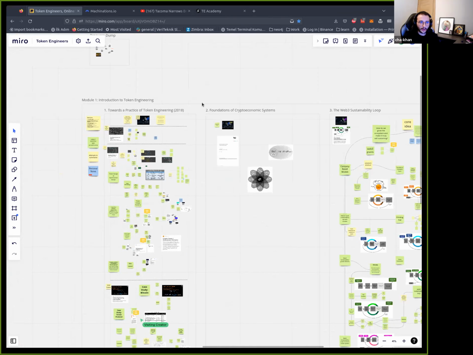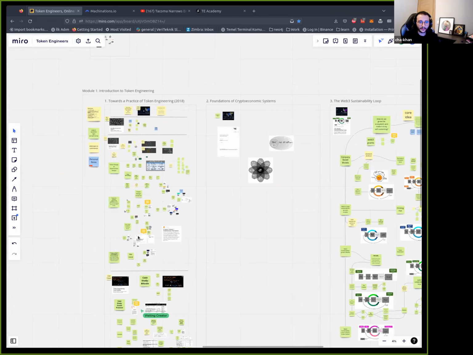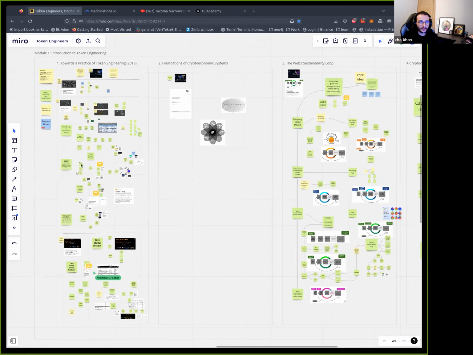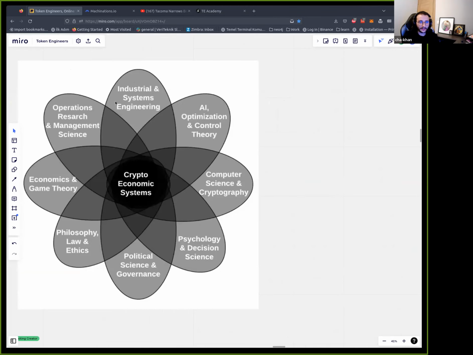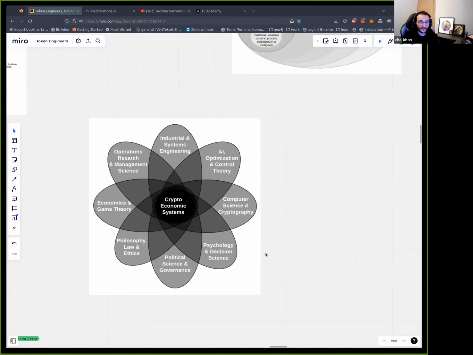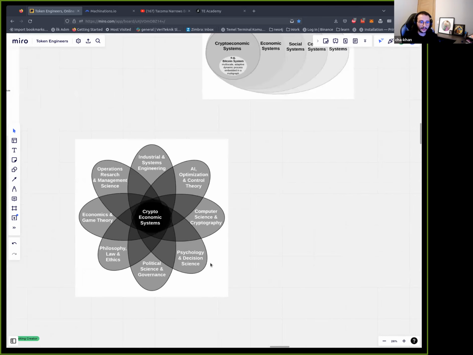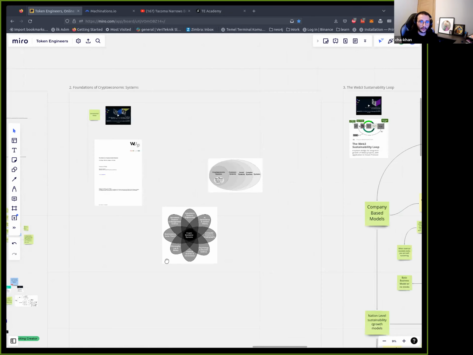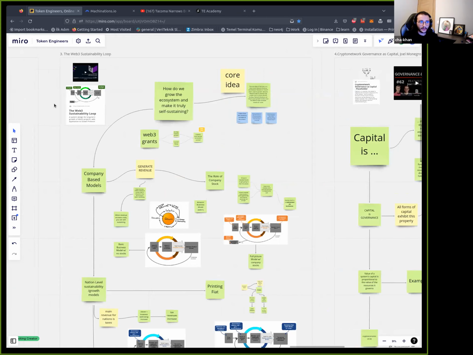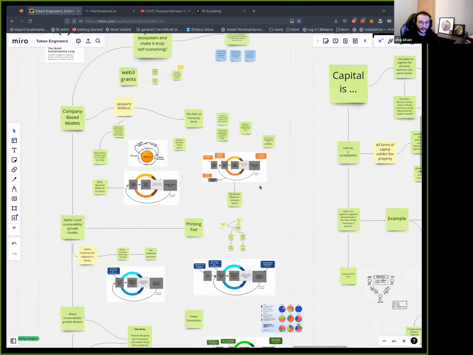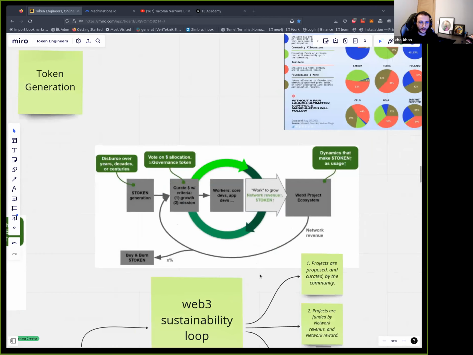So we talked about how these systems can be built. That was the first paper in the first module of the Introduction to Token Engineering. Then there's an academic paper that we went through. At least we took a look at all the different fields. In this paper, if you want to take a look, it goes through all of these different fields and finds related studies from them that apply to crypto-economic systems that you may want to look at. Then we took a look at the Web3 sustainability loop, and the summary is this.